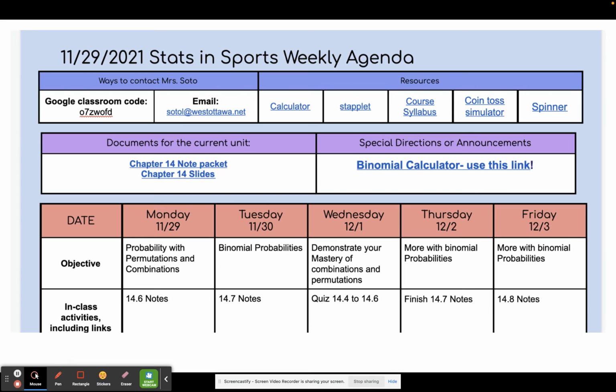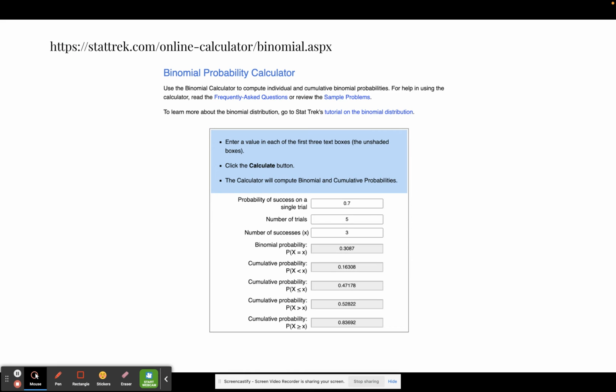By the way, I know that some of you don't have a graphing calculator of your own at home, so I linked for you in the agenda this week an online binomial calculator. If you open up the agenda, the link is right there. When you click on that link, it will take you to a site that looks like this. The address of the site is at the top of the page too. This is a binomial probability calculator.